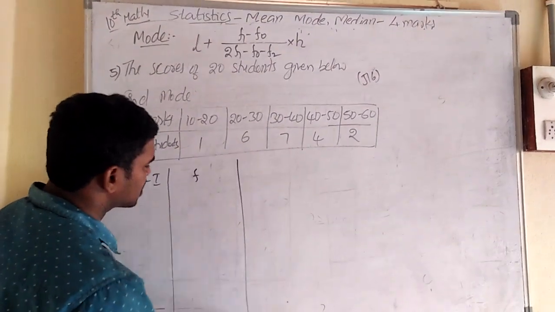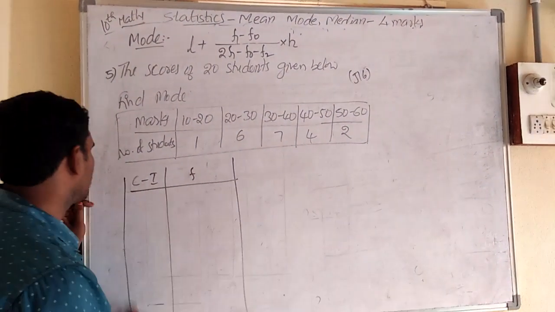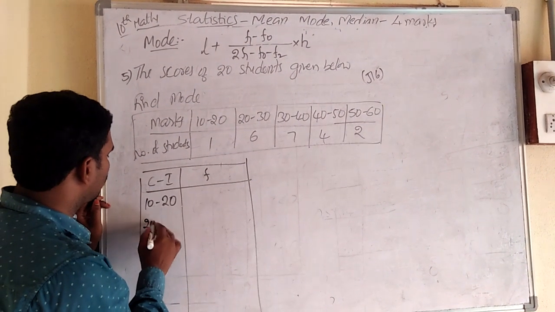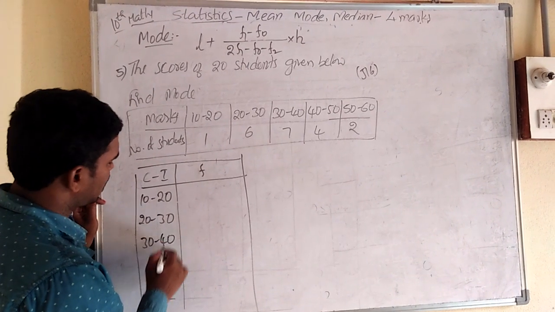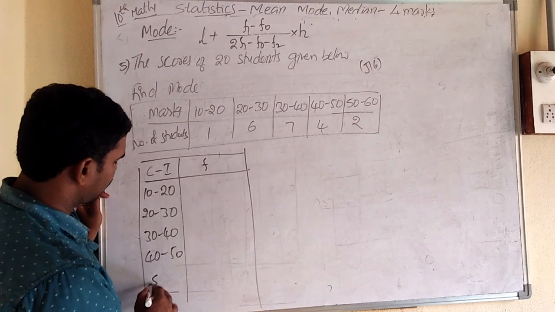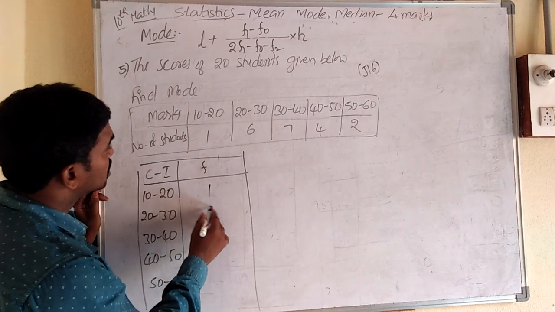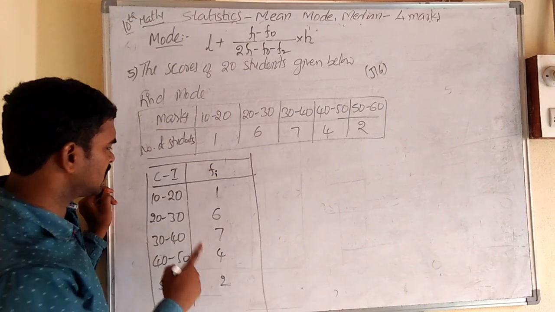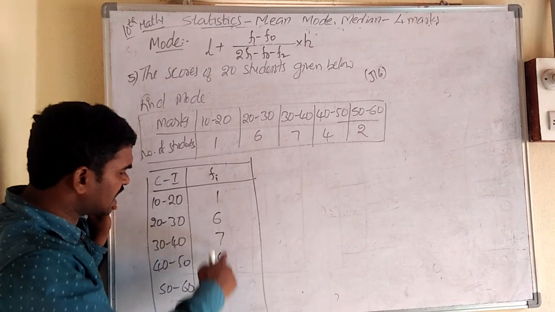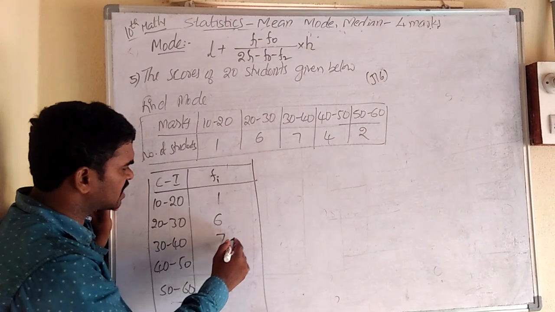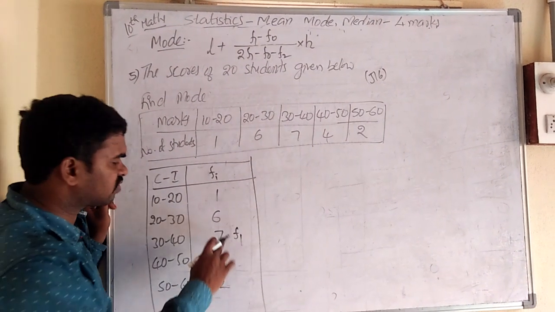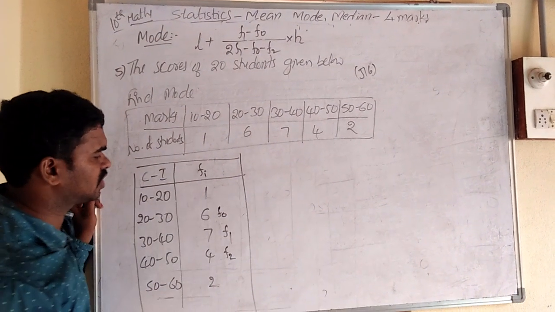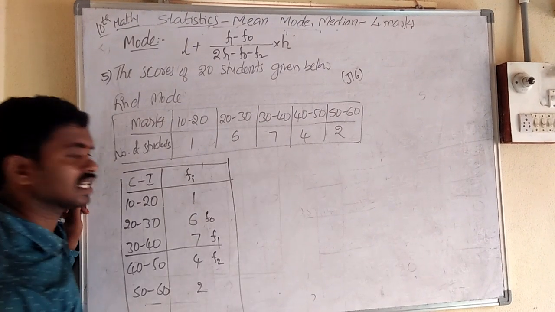We just have to write the table with class interval and frequency. The class intervals are 10 to 20, 20 to 30, 30 to 40, 40 to 50, 50 to 60. The frequencies are 1, 6, 7, 4, 2. In these frequencies, what is f1? The highest value, which is 7. That is f1. After f1, the next one is f2. Before f1 is f0. So this is the modal class.